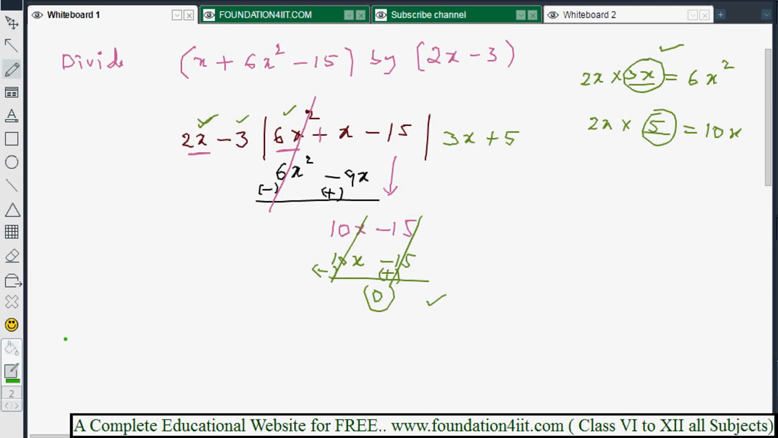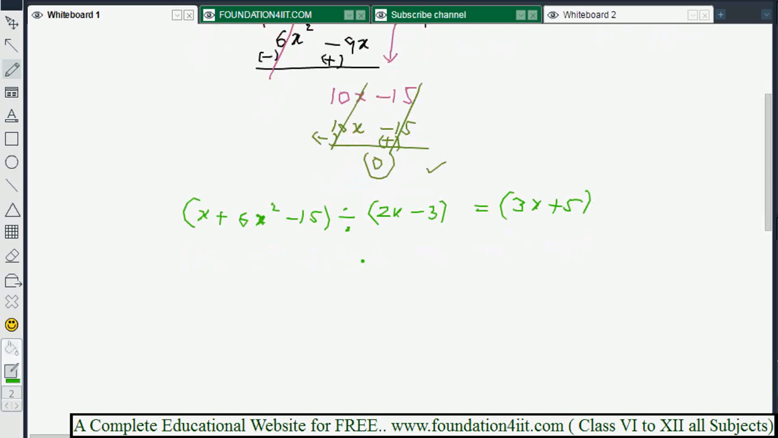Therefore, 6x square plus x minus 15 divided by 2x minus 3 gives 3x plus 5 as the quotient, because the remainder we got is 0. Okay. I'll explain with some bigger numbers so you'll understand more clearly. So let me take one question here.